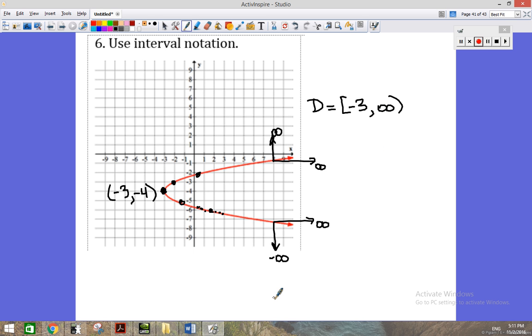Now, the range, as I come at it from below, there's a -infinity. I go up through the graph. I'm looking at all these y values, and the range is all real numbers.